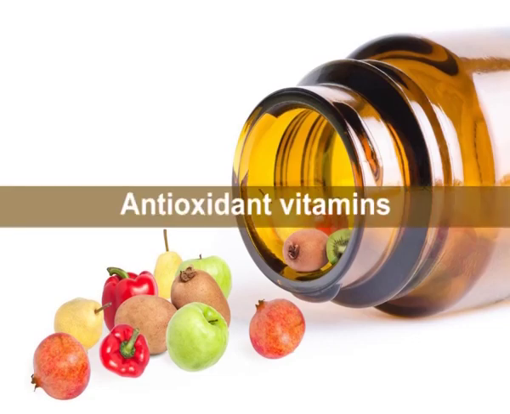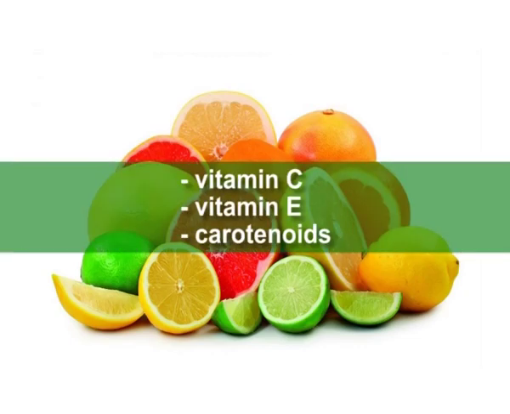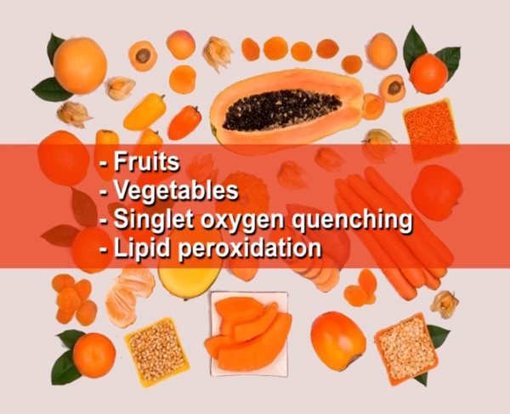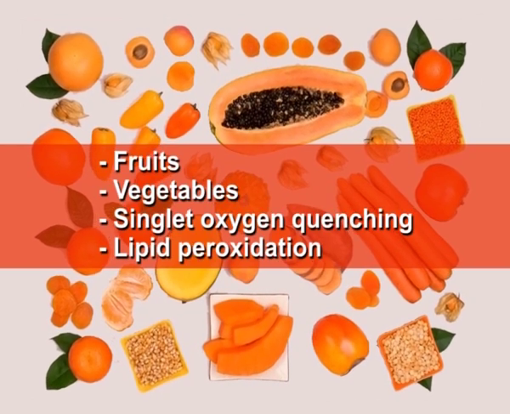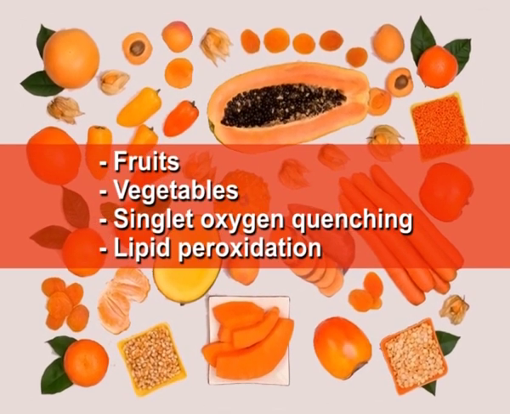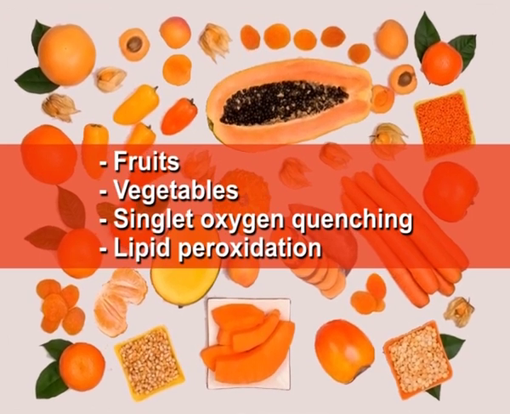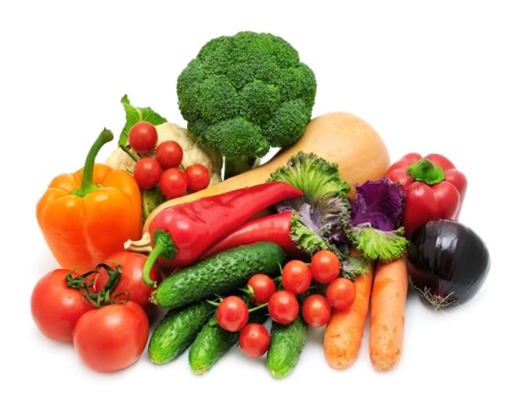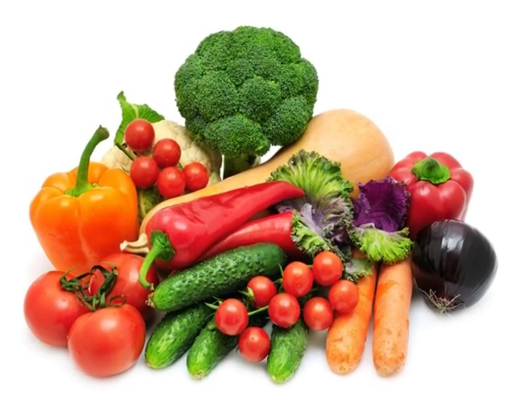Fifth one is antioxidant vitamins. These include vitamin C, vitamin E, and carotenoids. These vitamins are abundant in many fruits and vegetables and possess singlet oxygen quenching and lipid peroxidation preventing properties. Regular intake of these helps in prevention of a number of diseases.